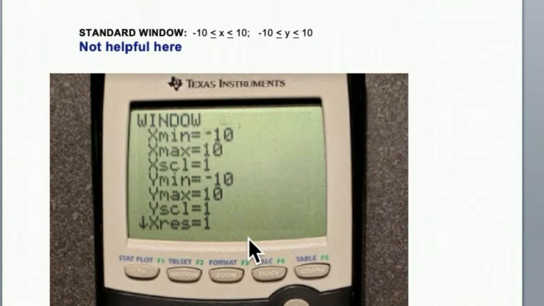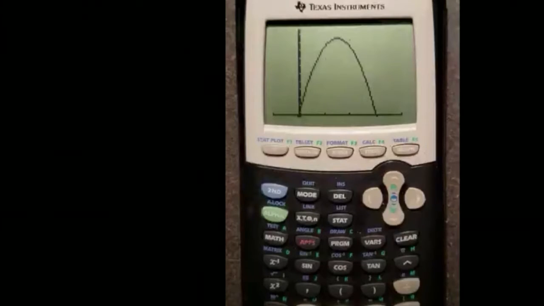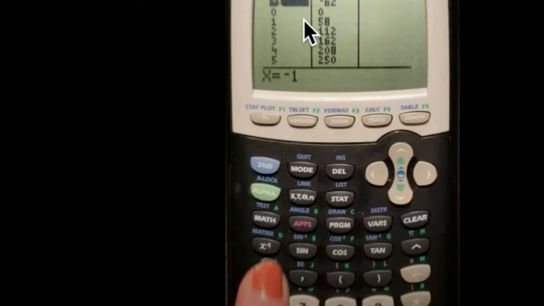To get an idea of where to set the window for the y values, always look at the table of values. Hit second graph to get to the table of values, and you will get something that looks like this.